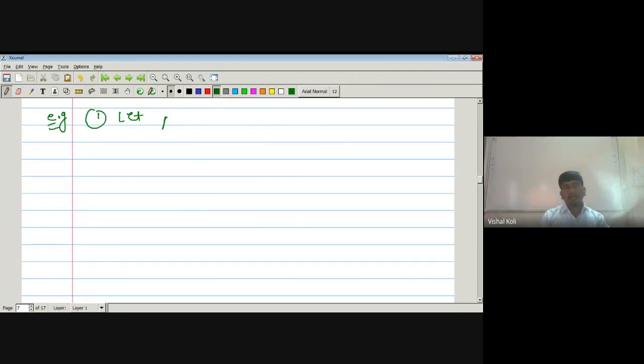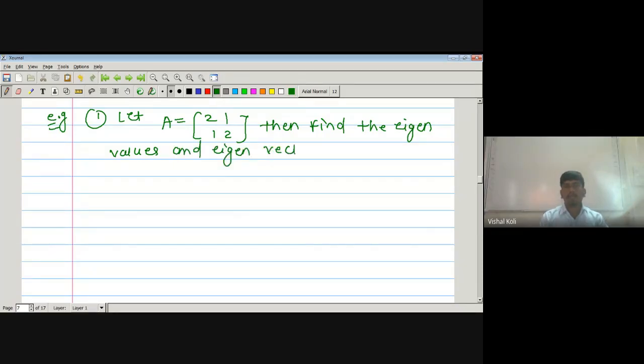Let A equal to [2 1; 1 2], then find the eigenvalues and eigenvectors of A. For finding eigenvalues and eigenvectors, first we have to find its characteristic matrix. So its characteristic matrix is nothing but A minus lambda I. So first we find the characteristic matrix. Let A be [2 1; 1 2].